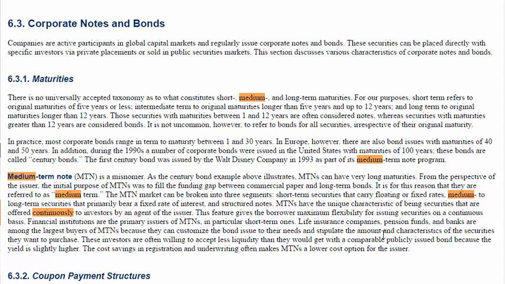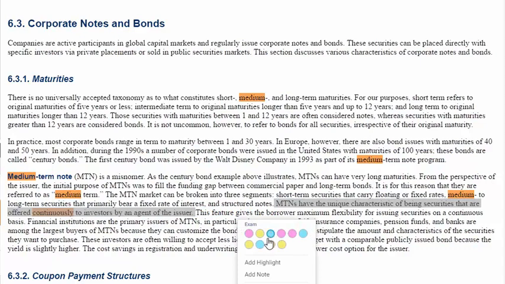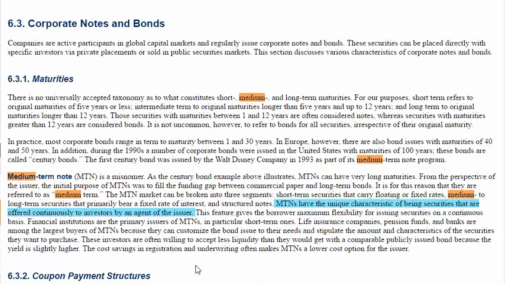So you can see here, it highlighted here, that the medium-term market can be broken into 3 segments. Short-term securities that carry floating or fixed rate, medium to long-term securities that primarily bear a fixed rate of interest, and structured notes. Medium-term notes have the unique characteristic of being securities that are offered continuously to investors by an agent of the issuer. So there it is. I can highlight that, and it's buried in the text, and there it was, okay?